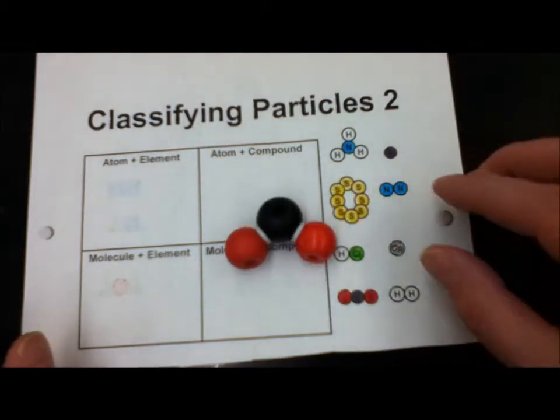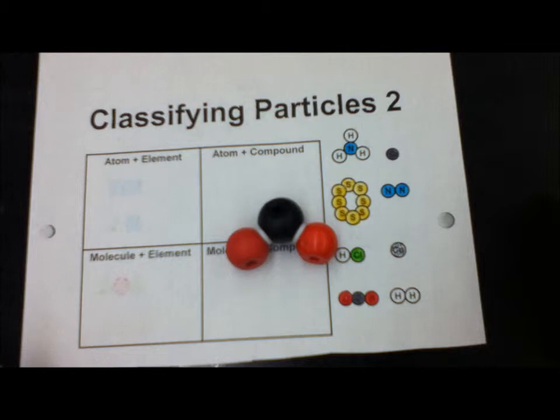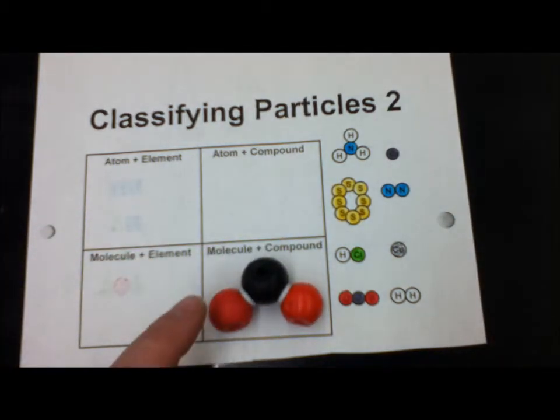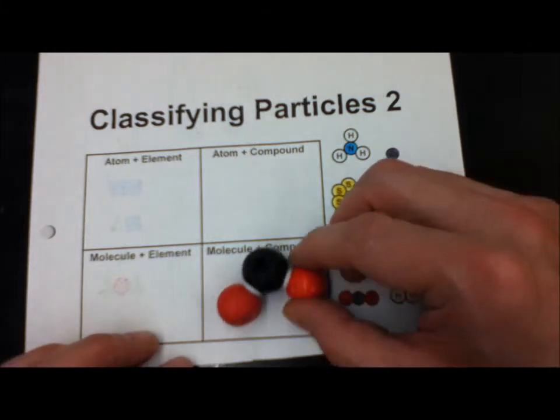Here's the next one. This is carbon dioxide, which we're representing right there. Where do you think it belongs? If you thought here, then you're right. It's a molecule because we have more than two atoms joined together. We actually have three of them. And it's also a compound because we have at least two different kinds of atoms joined together. We have carbon with oxygen. It's a molecule and a compound.